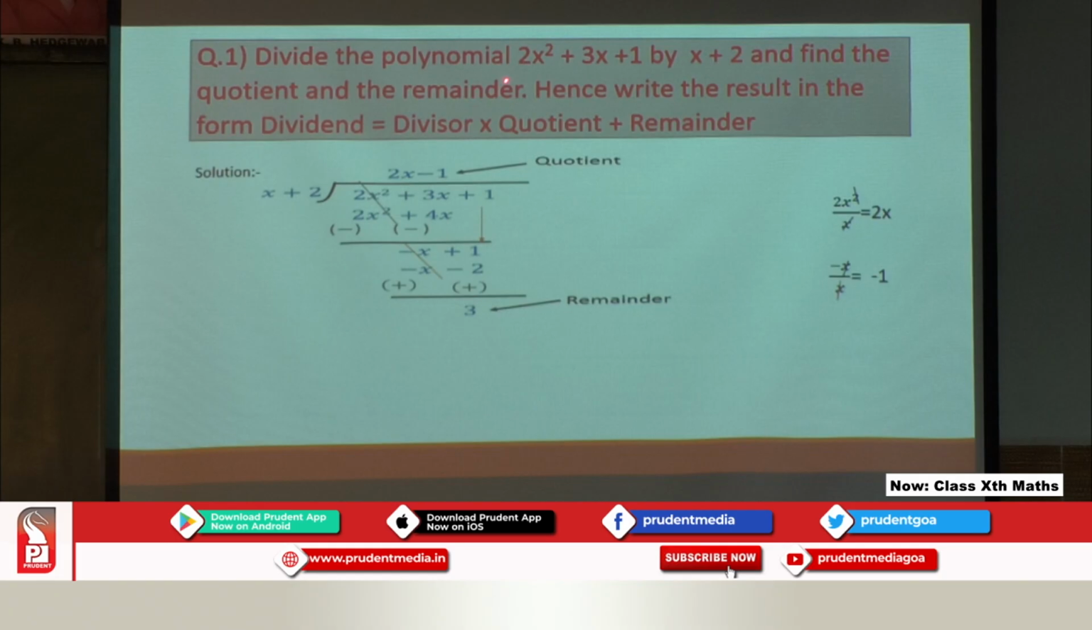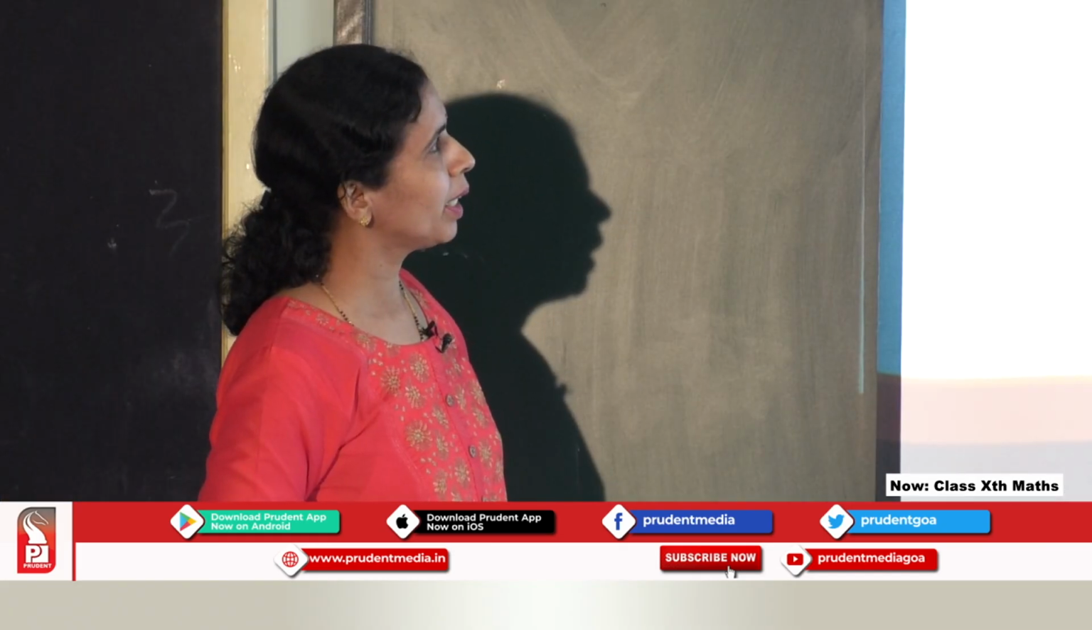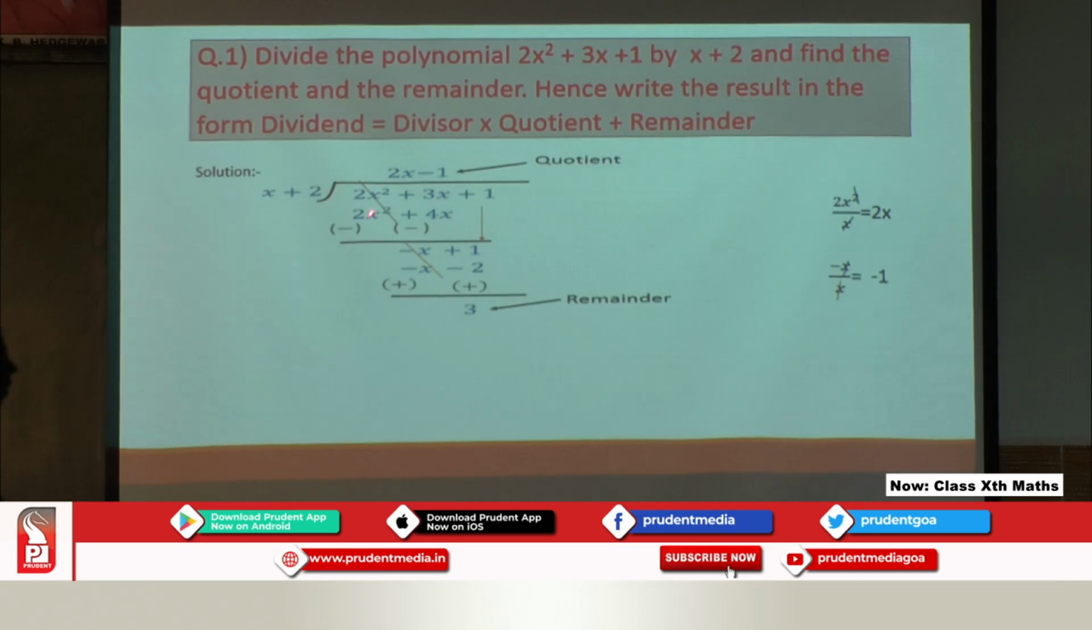Here p of x is 2x square plus 3x plus 1 and g of x is x plus 2, that is the divisor, and p of x is the dividend. When p of x is divided by g of x, the first term of the dividend is 2x square. See, here I did rough work. We should divide the first term of the dividend by the first term of the divisor. So 2x square divided by the first term of the divisor, that is x.